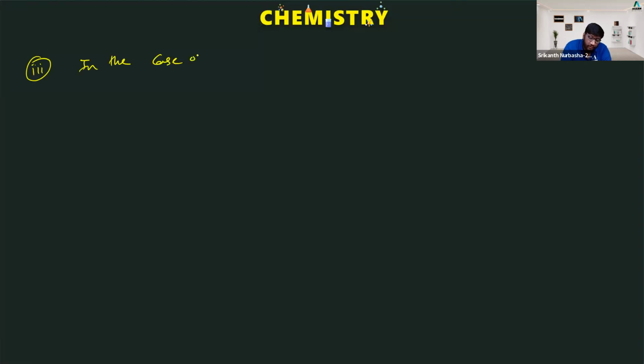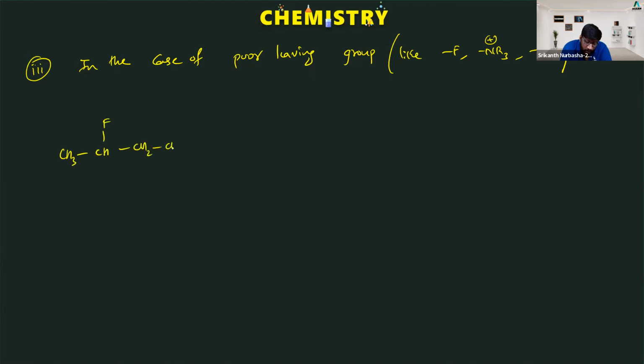In the case of a poor leaving group, like fluorine is a poor leaving group. Why? Like fluorine, NR3 plus, SR2 plus, these are the poor leaving groups. Because the carbon-fluorine bond cannot be broken easily because of greater overlapping. So I have taken this alkyl halide, CH3CHFCH2CH3, and I am treating this with alcoholic KOH only, not a bulky base. If I take a bulky base, then you can say because of the bulky base we are getting Hofmann. But I am taking alcoholic KOH, which is not a bulky base.